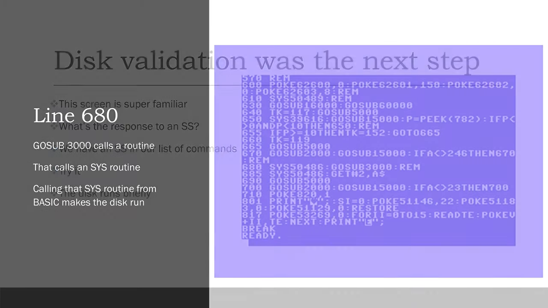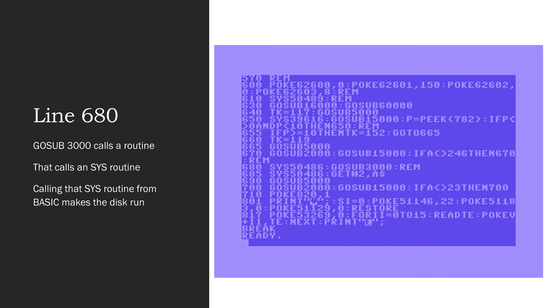Well, if we go back to the BASIC program, we're going to call this GoSub 2000. Or, yeah, let's see. Yeah, it's the GoSub 2000 here. No, GoSub 3000. That's the one. GoSub 3000, and that is going to call a SYS routine from BASIC that makes the disk run. And I said, well, I know the disk ran because I saw the emulator do that.